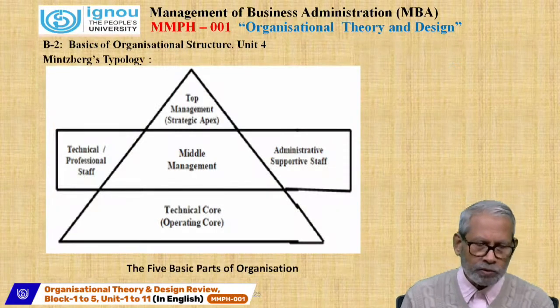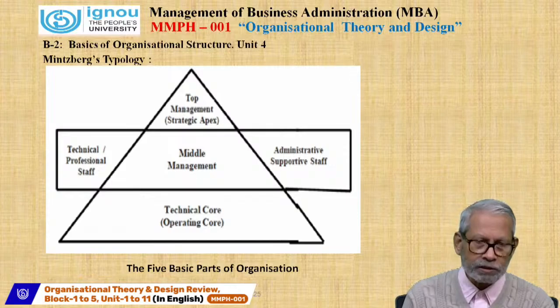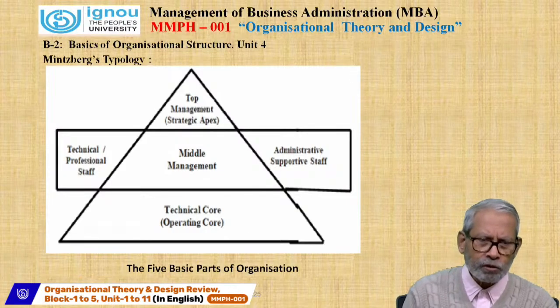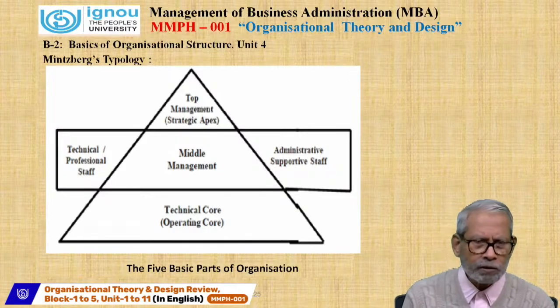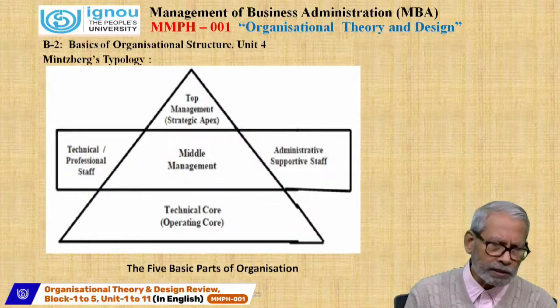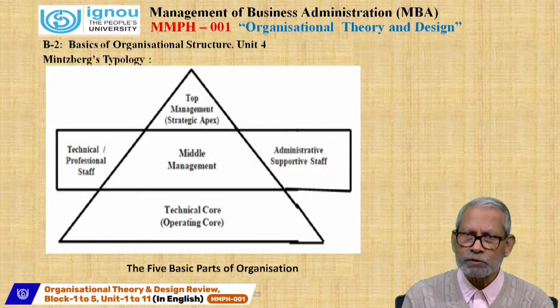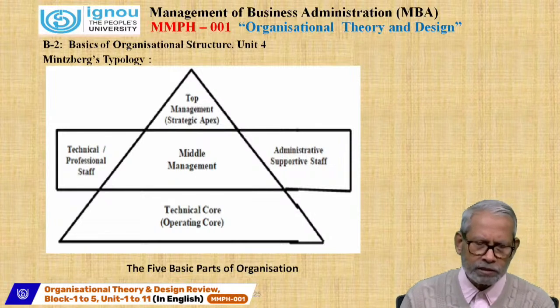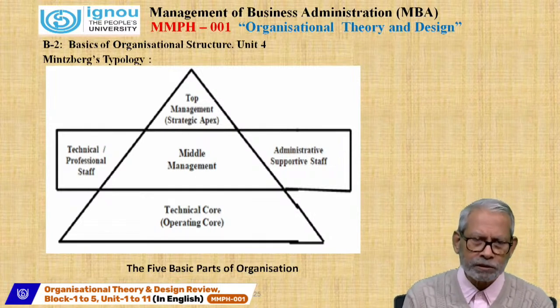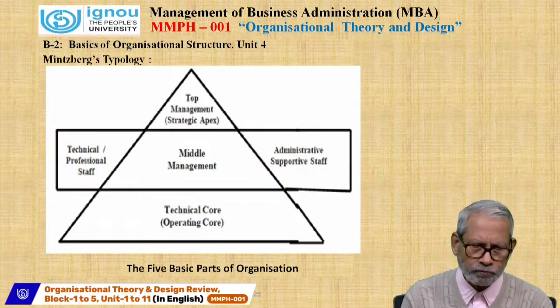Now there are the 5 basic parts of the organization. That is the top management, the strategic apex, then your middle management, the technical core. This side is the technical professional staff and your administrative support staff. So all together, these are the parts of the organization.